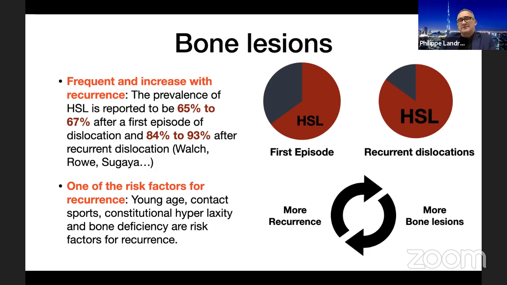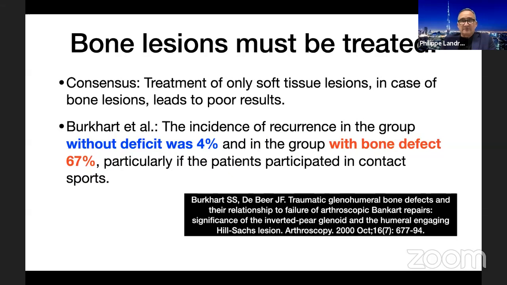But then we know that if there is more recurrence, there is more bone lesion, and bone lesion is one of the risk factors of recurrence. So it's a sort of vicious circle, and it's important to take this into consideration to make the treatment and to make the decision. So bone lesions must be treated, particularly in the sport population.